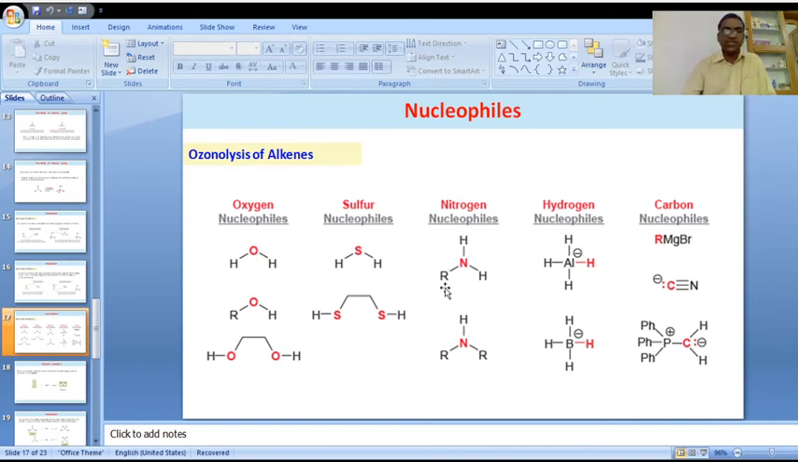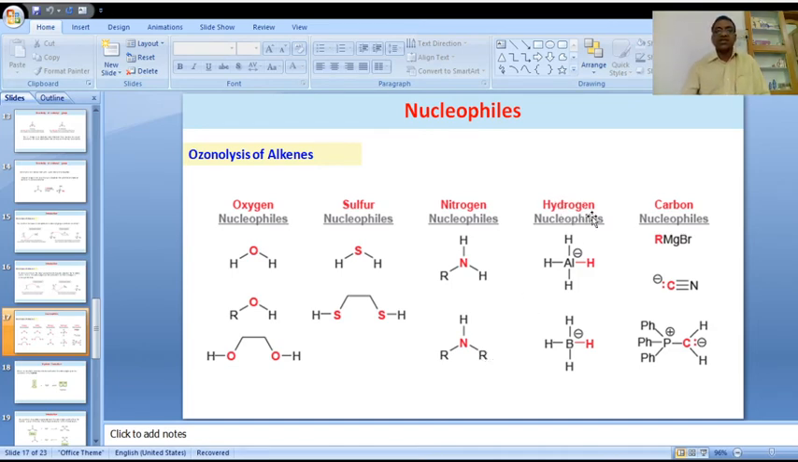Nitrogen nucleophiles. Here the first example, please observe, RNH2. It is called a primary amine. Primary amine RNH2 is a nitrogen atom containing nucleophile. Next, R2NH, a secondary amine. Secondary amine is also a nitrogen nucleophile.